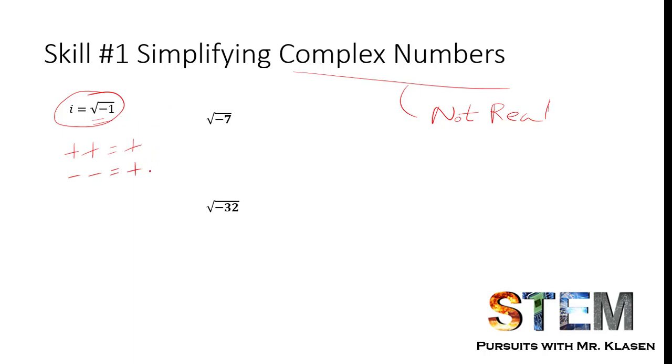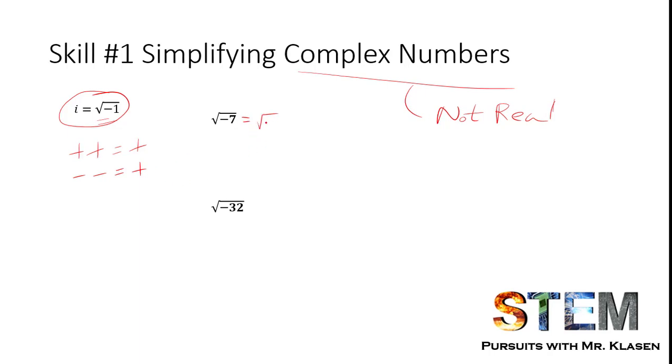So one of the very first things that we need to talk about here is, well, how do we even write and work around these abstract ideas? How do we take an imaginary number and rewrite it as a simplified complex number? So what we need to do is look at things like the square root of negative 7 and separate this out into the square root of negative 1 times the square root of 7.